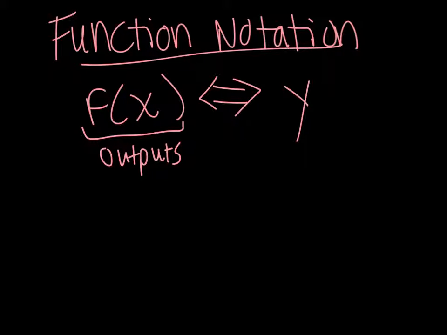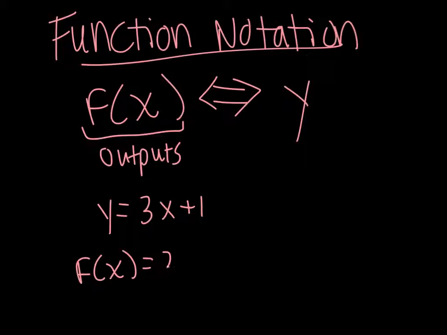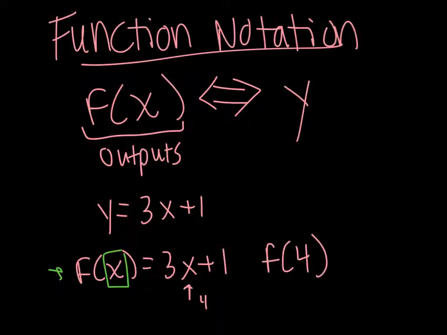And so if you ever see an equation that says y equals 3x plus 1, you can always rewrite it as f of x equals 3x plus 1. The reason we might choose to write it this way instead of the first way is because this shows what x is. So for instance, if I wanted to plug in 4 for x to figure out what comes out, I would plug in 4 for x in both places.